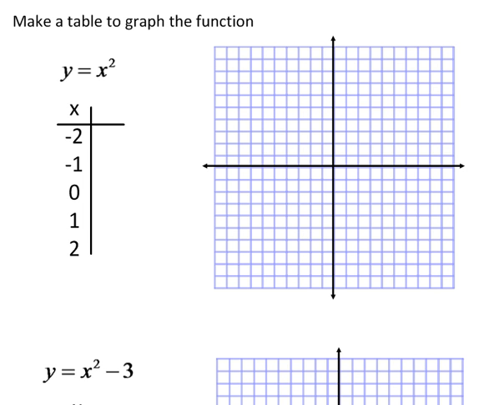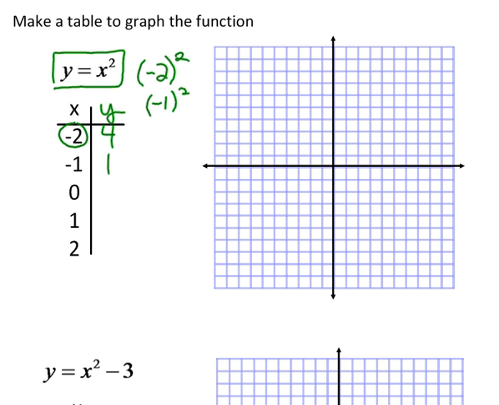I chose some values for x, relatively small: -2, -1, 0, 1, and 2. What we're going to do is plug those into this equation to figure out their corresponding values for y. If I plug in -2, that's going to be -2 squared. So -2 times -2 is +4. Then we do -1 squared. -1 times -1 is +1. 0 squared is 0. 1 squared is 1, and 2 squared is 4.